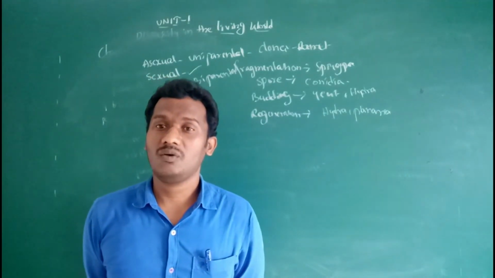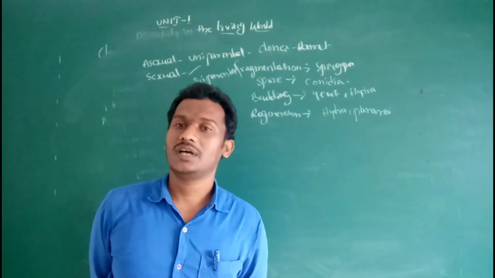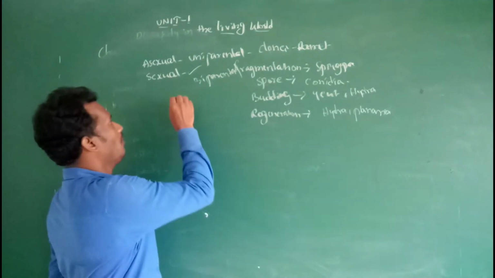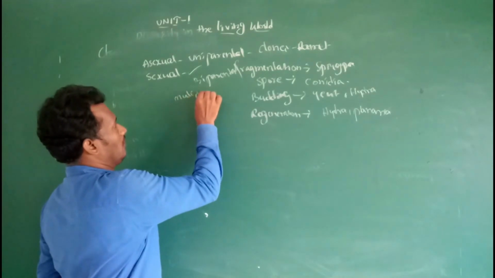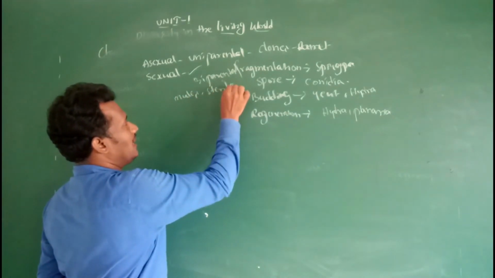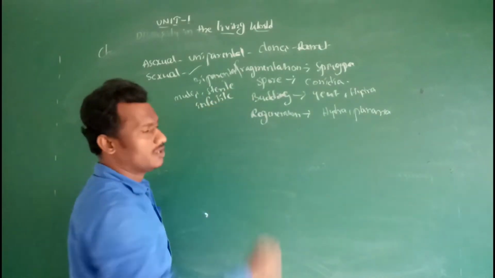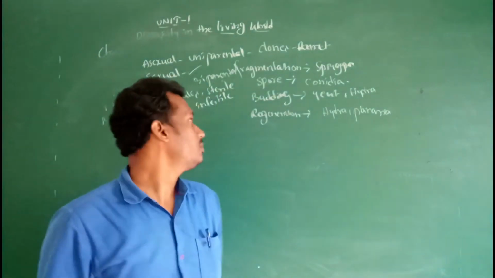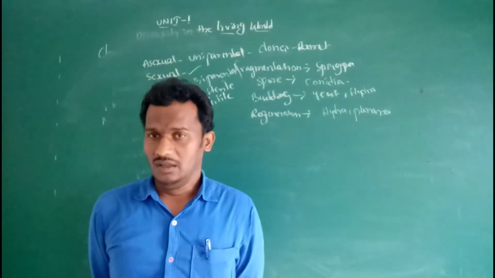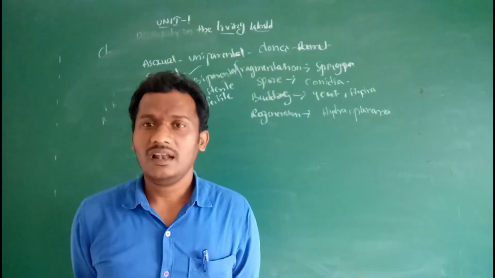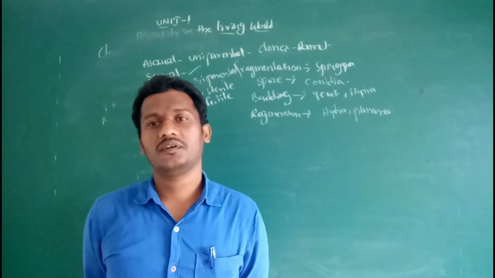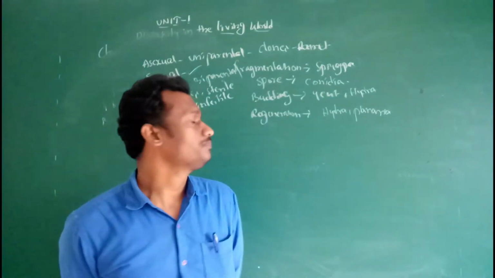But some living organisms cannot reproduce. These are mules, sterile worker bees, and infertile human couples. Mules, sterile worker bees and infertile human beings cannot perform reproduction.